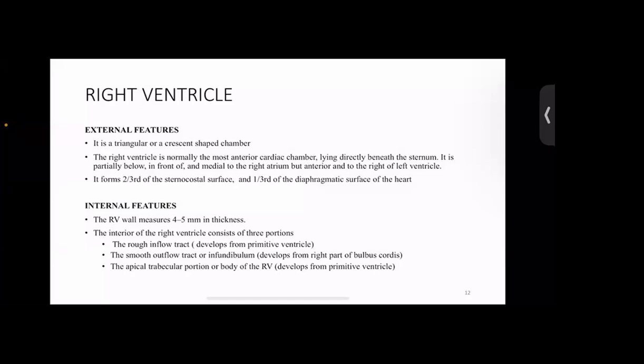The internal features of the right ventricle: it is thick, 4 to 5 millimeters in thickness. So we can see it's thicker than what we had in the right atrium. And then the interior of the right ventricle consists of 3 main portions. So just like the right atrium, it has the trabeculated portion, which is usually close to the apical part, and it develops from the primitive ventricle. And then it has the smooth outflow part, or the infundibulum, which comes from the right part of the bulbus cordis, and then the right inflow tract, which develops from the primitive ventricle also.